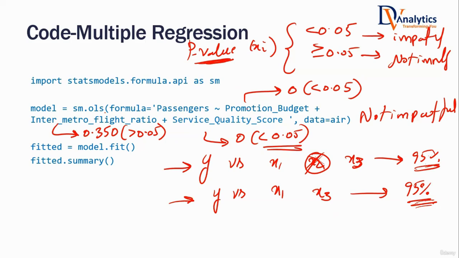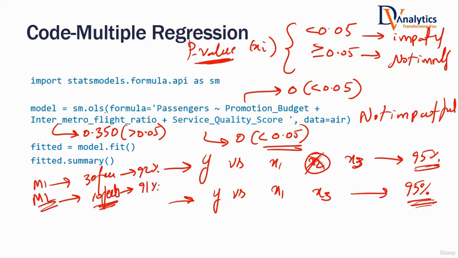Get rid of it. If a variable is not impactful, is it a good idea to keep it in the model? Imagine model M1, which is using 30 features, giving you 92% R square. Model M2 uses 10 features which are impactful, and the 20 features which are not impactful are dropped. It is giving you 91% R square. Which model would you keep? Sir, M2.